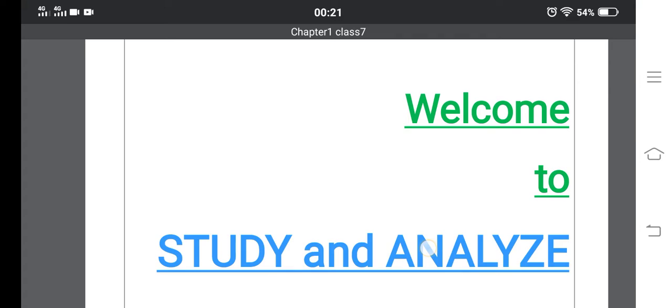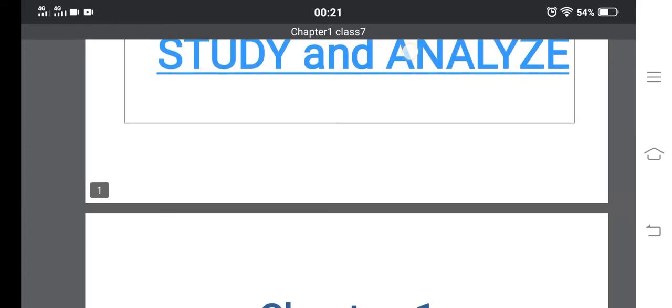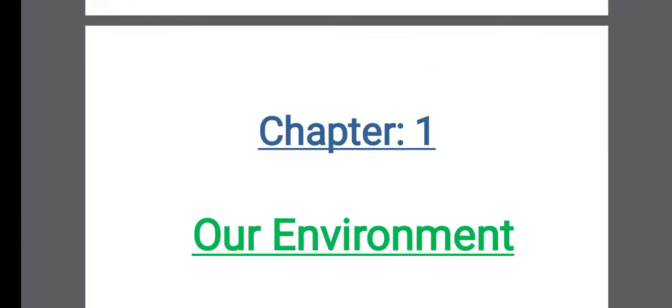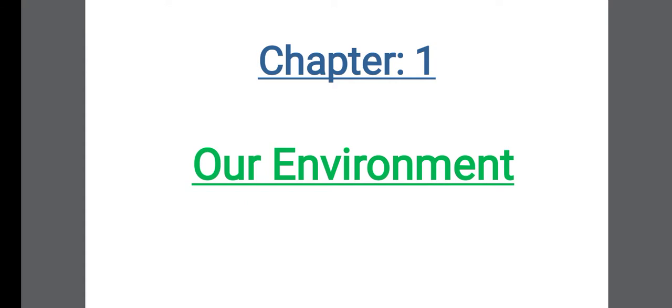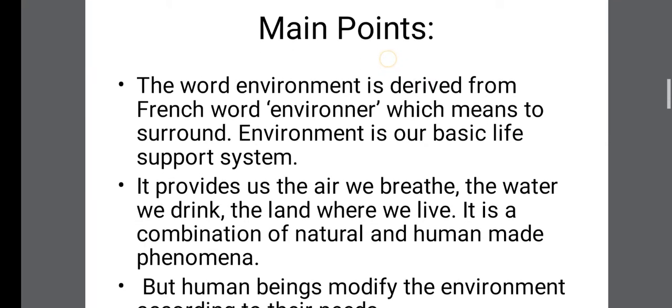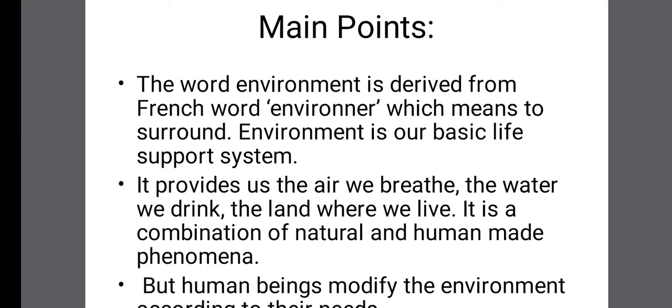In this video, I will explain the first chapter of Geography of class 7th, which is our environment. Our environment is a very basic and introductory chapter about the environment where you live. Okay, so let's begin. The main points are: the word environment is derived from the French word environner, which means to surround. So anything that surrounds you can be called environment.